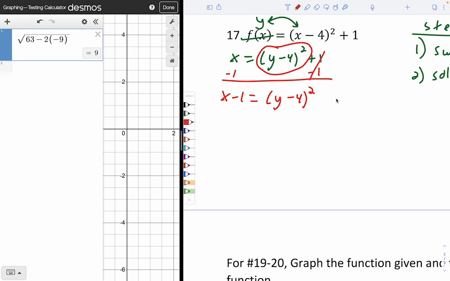Now again, I'm solving for y, so I need to get rid of this square. How do I cancel a square? With a square root. So I square root both sides. On the left-hand side, that's just square root x minus 1. On the right side, the square root cancels the square, and we just get y minus 4.